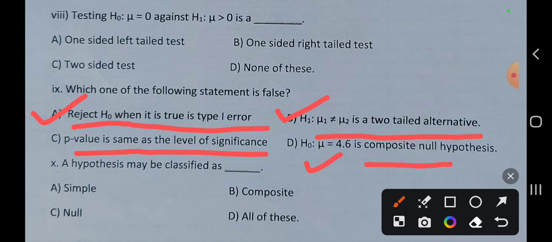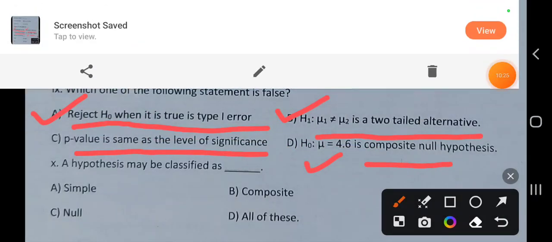And what is p value? P value is the least value. So alpha, we are fixing the level of significance. But p value is nothing but, see, when my alpha is 5%, what I am saying is that out of 100, 5 times I may be wrong. But nowadays people are asking how many times exactly you were wrong. That is represented by p value. So that is the least probability value. So p value is same as level of significance is a false statement.